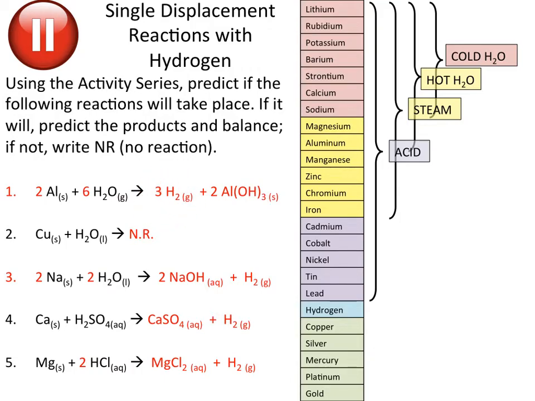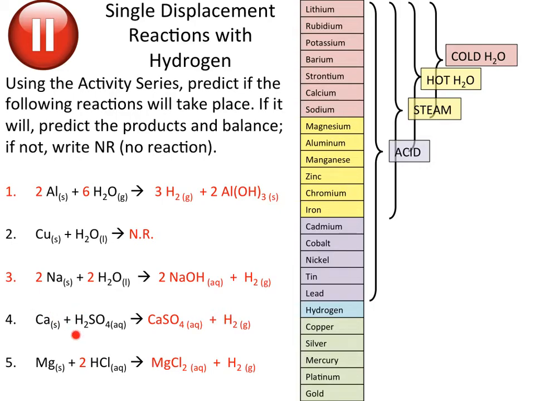So here we had hydrogen gas and aluminum hydroxide. Sodium reacting with cold water: sodium was over here, so it was able to react with this cold water to produce sodium hydroxide and H2 gas. Calcium was able to react with an acid. So here we have our acid over here, and anything in this little area reacts with acid. Here's calcium. It was able to produce H2 gas and calcium sulfate.